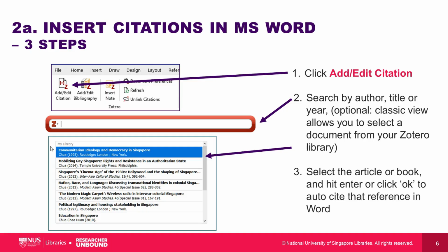Step 2a. Insert citations in Microsoft Word. To insert a citation, click on the location of the text where you want the citation to be added. Go to the Zotero toolbar menu and click Add/Edit Citation. A red search bar pops up, which you use to search for the reference you want to add. You can search by author, title, or year.